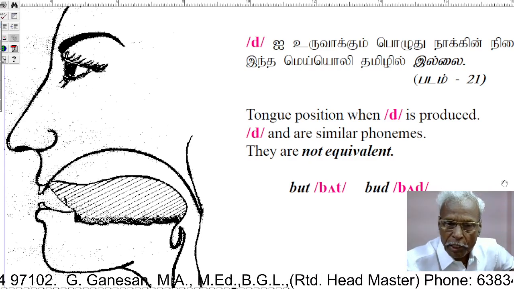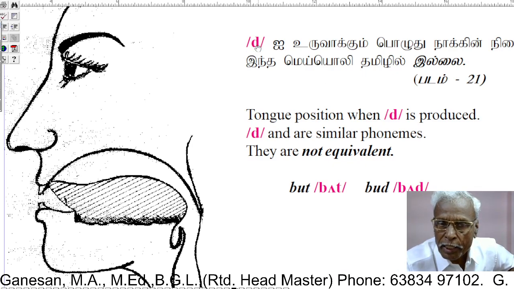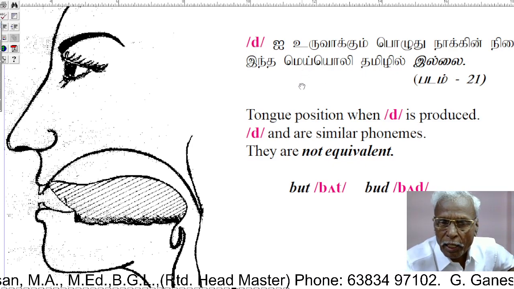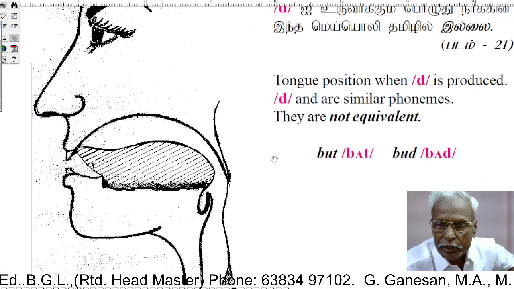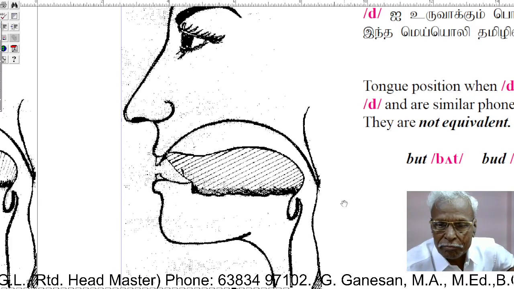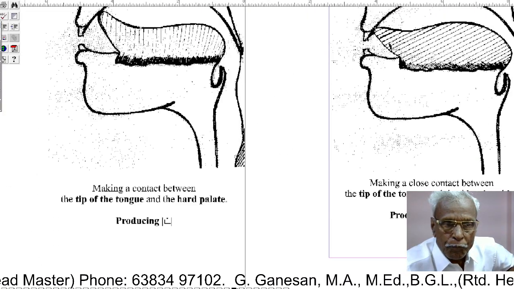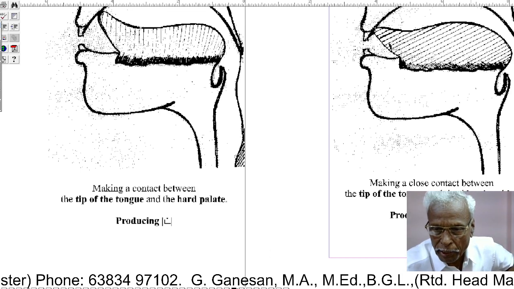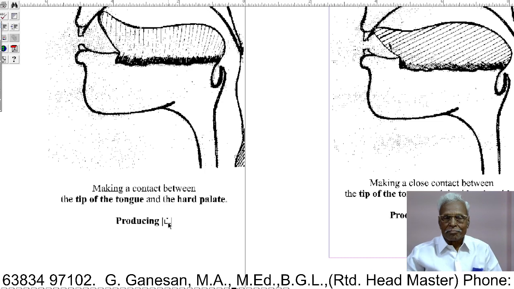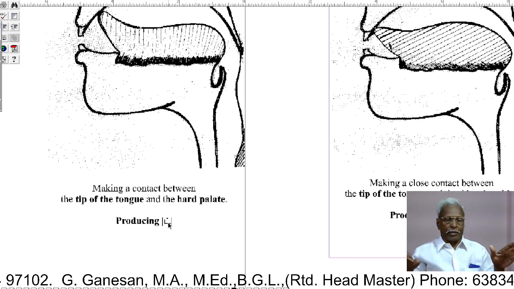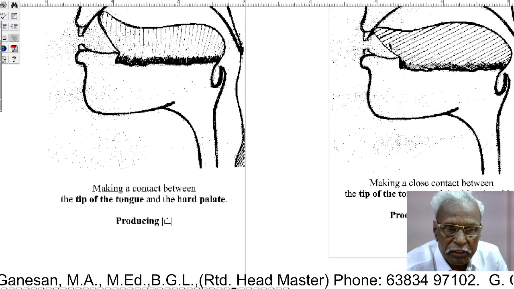See, here we got to see that the English phoneme and the Tamil consonant phoneme are identical. They are not equivalent. See in which way they differ.